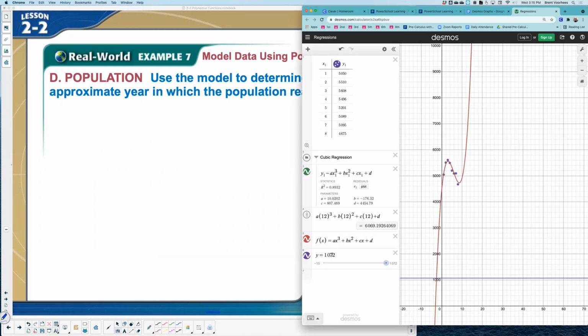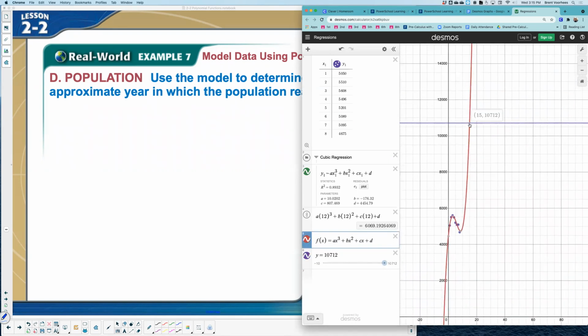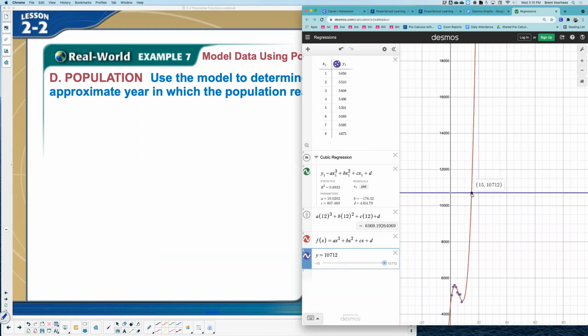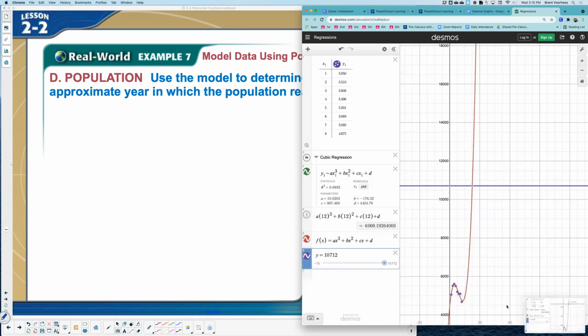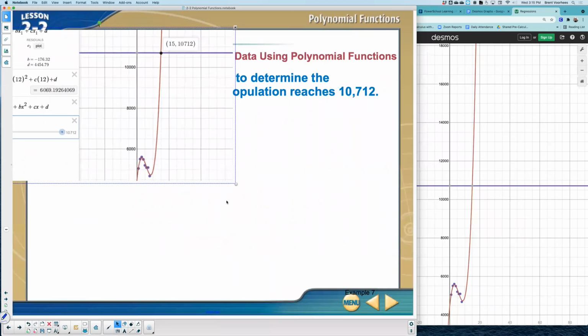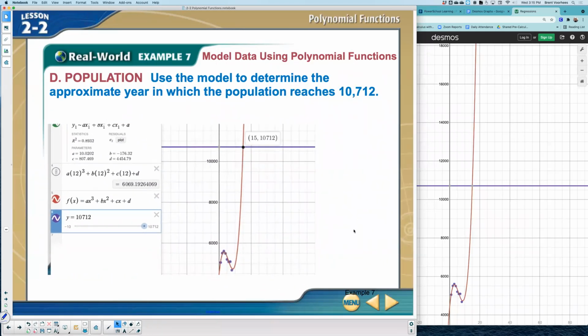10,712. Here we go. So I need to zoom out a little bit. And it looks like it would cross in year 15. So that would be the answer here on this one, approximately year 15. Let me post that in there now, which would represent 2015. And that would be the answer here for part D.